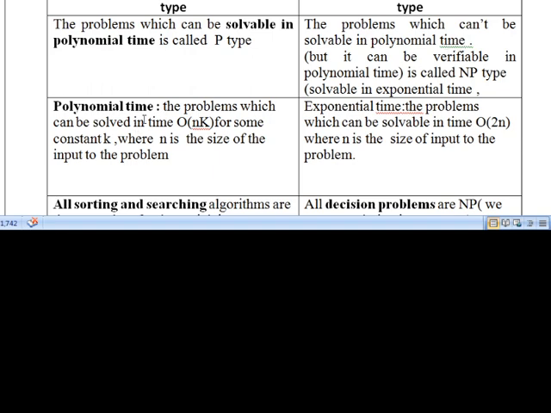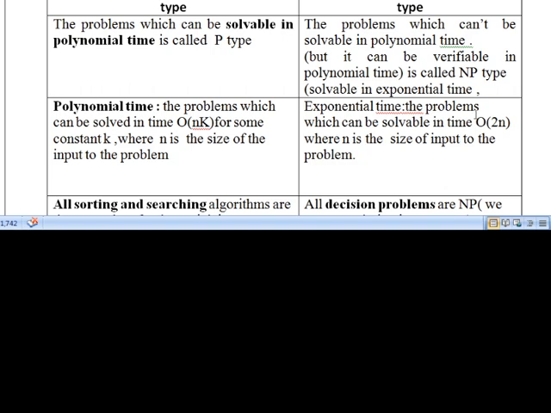So what is polynomial time? First you have to see. The problems which can be solved in time complexity of order n power k, where k is some constant and n is the input size of the problem. So any given problem algorithm which can be executed in order of n power k time, then the problem is called a polynomial time problem or polynomial time algorithm.